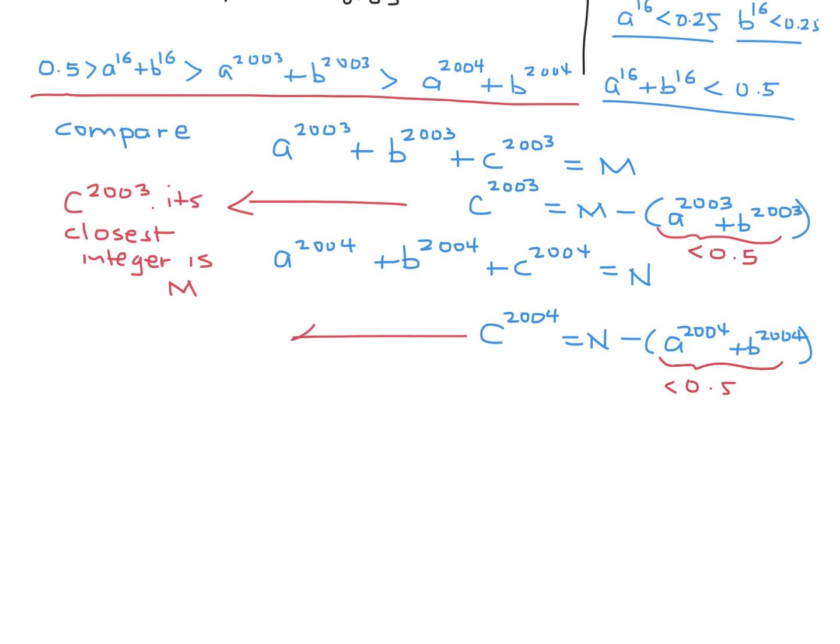And then in the very same way, and same logic, you can show here that c to the power of 2004, its closest integer is n. Because let's say c to the power of 2004 was 6.3, and this calculated to 0.3. Then n is 6. And we have already shown that n and m are both integers. So that's basically that story there. Okay, we are pretty much done.